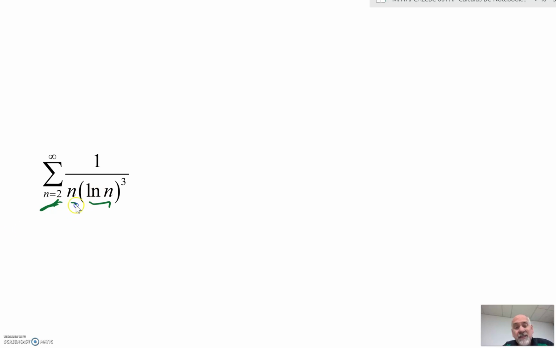There's no discontinuities in this function. Once you get to 2 and greater, there's no discontinuities. And it's always positive. This is a guaranteed integral test. So it's positive, decreasing, and continuous. So let's instead do the integral.